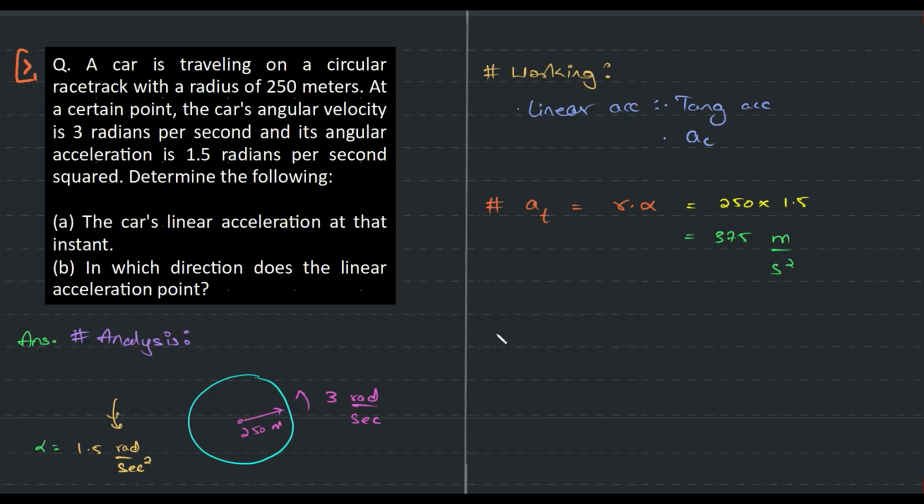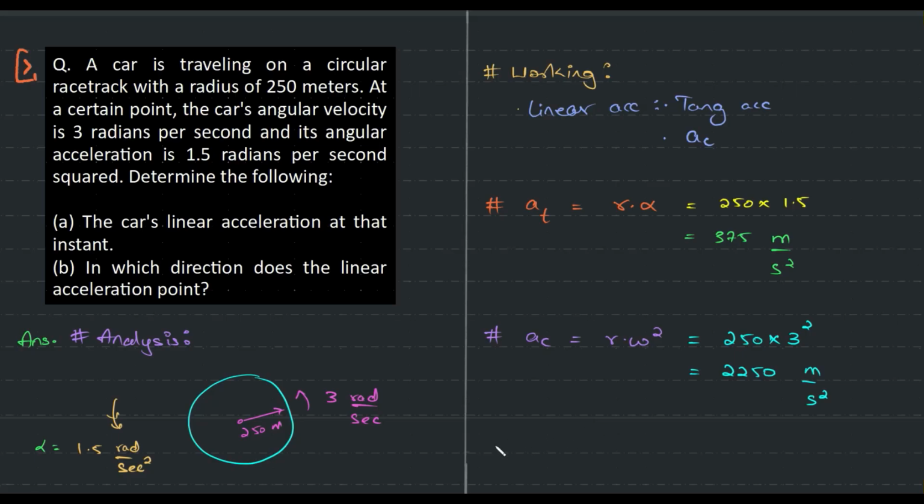And then you have your A_C, which is equal to r into omega square, or v square by r, whatever. This is 250 into omega square, where omega is 3. So this is 250 into 9, which is 2250 meter per second square.